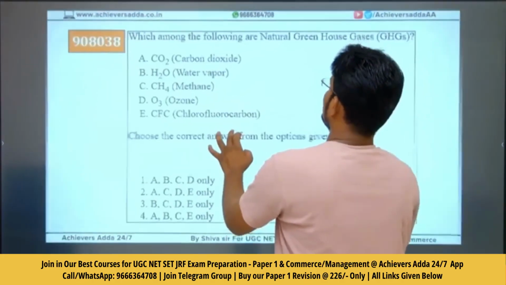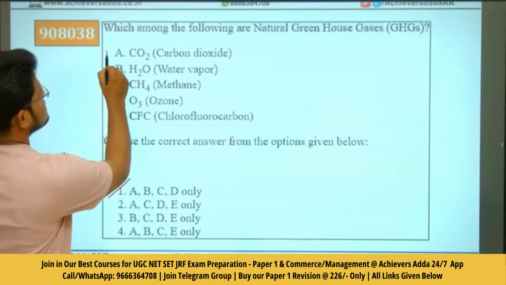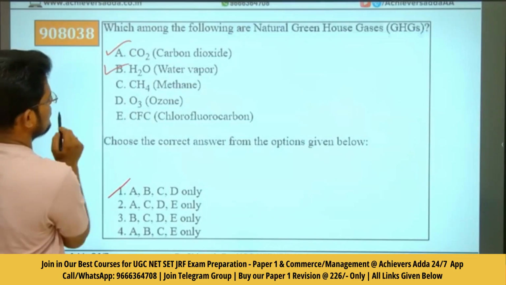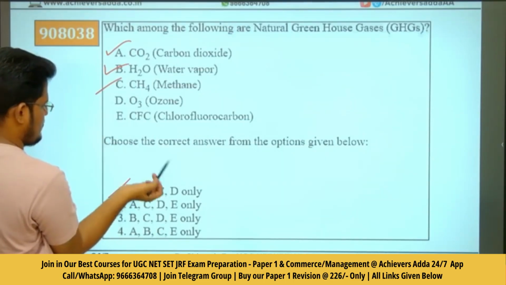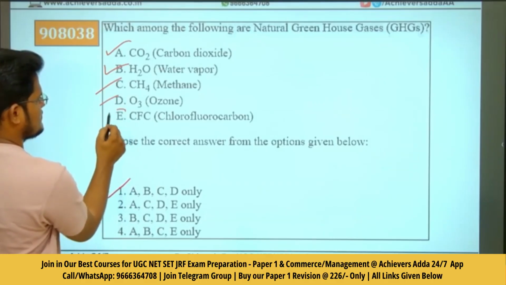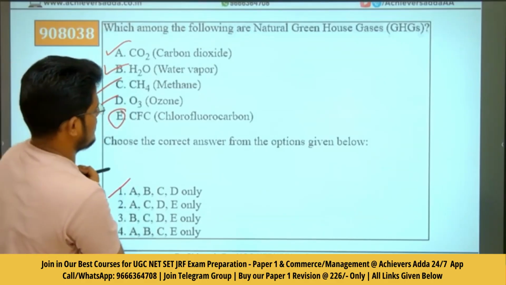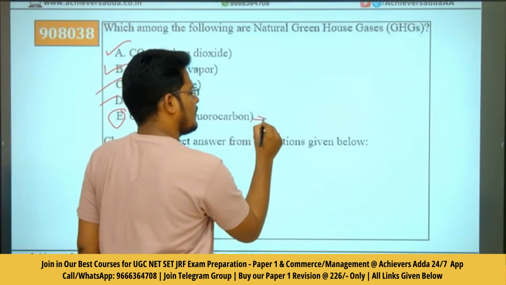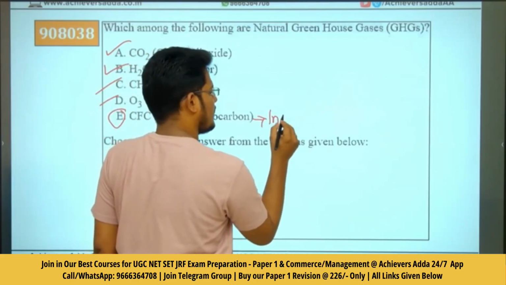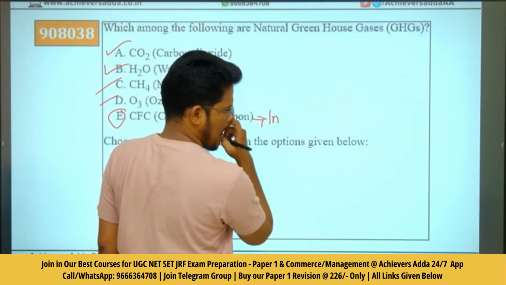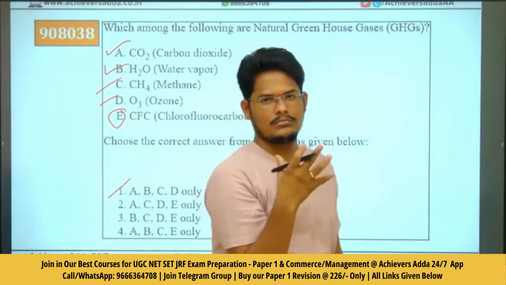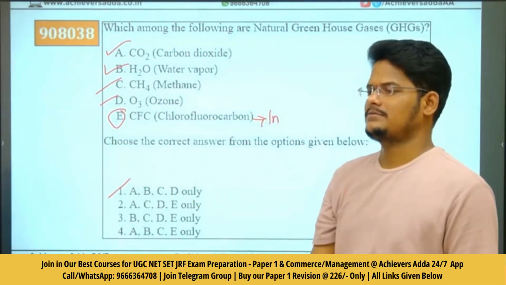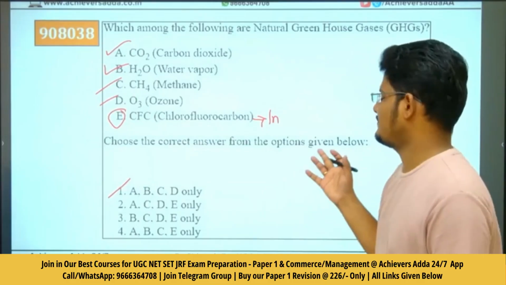Which of the following are natural greenhouse gases? CO2, H2O, CH4 and ozone. CFC, chlorofluorocarbon, are, what should I say? Inside the home, what type of pollution is it? Right, I forgot this.